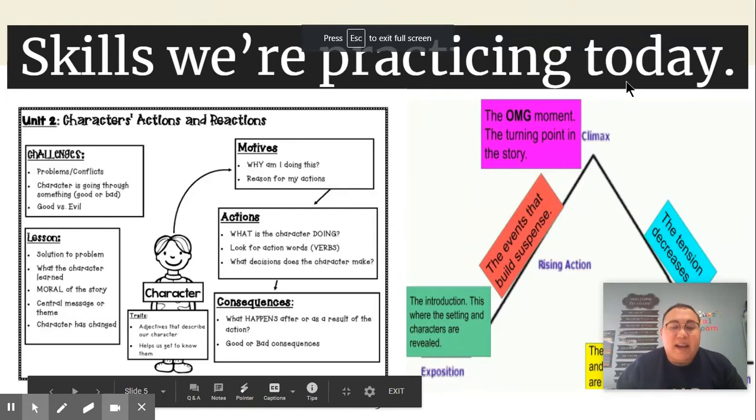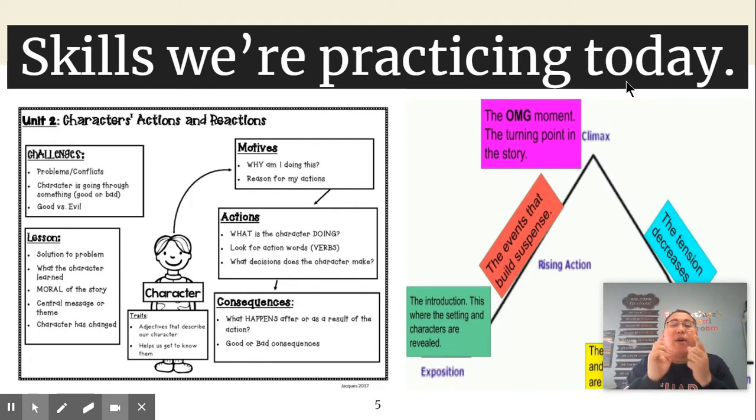All right, friends. So, like I said earlier, we are focusing on a few skills today. We're talking about characters, we're talking about plot, we're talking about sequencing, and also about context clues. So, the first thing we're going to be talking about is characters' actions.